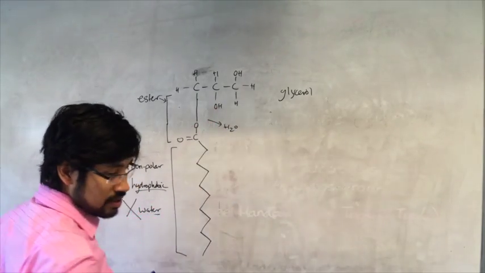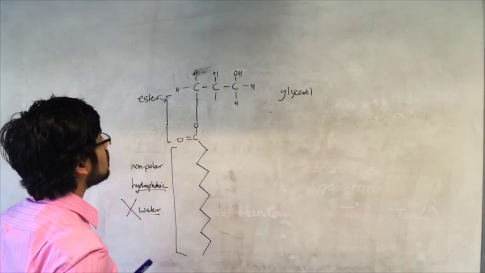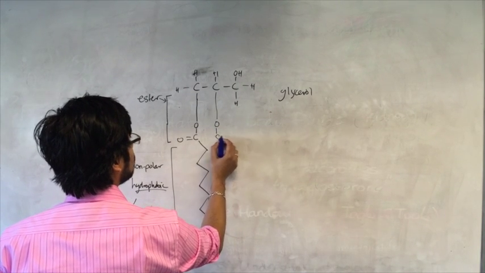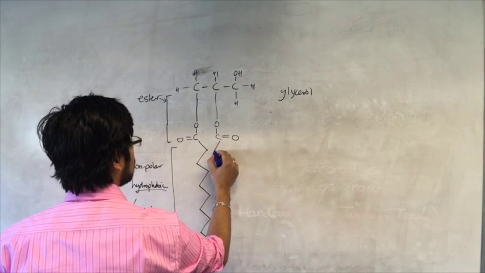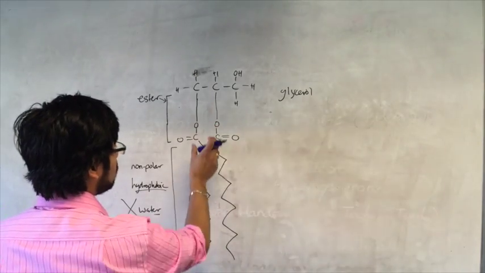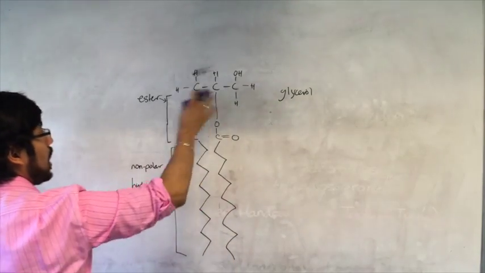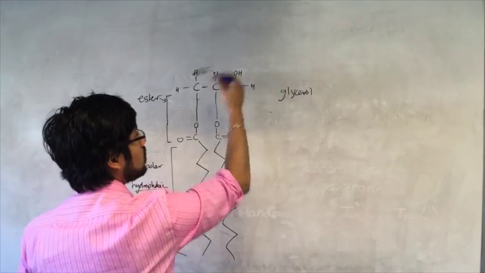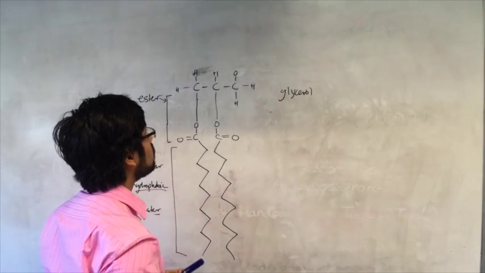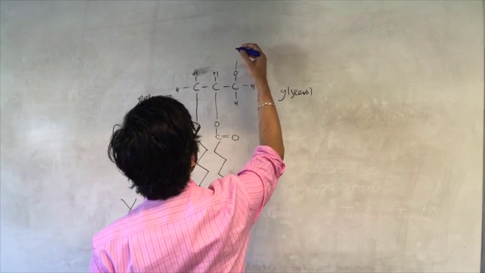With the second OH group, we have again another fatty acid connected, and so we have two hydrophobic tails, and we have this head up here. Now on the third OH group we get a phosphate connected. A phosphate group attaches itself on the third one, again via an ester bond.